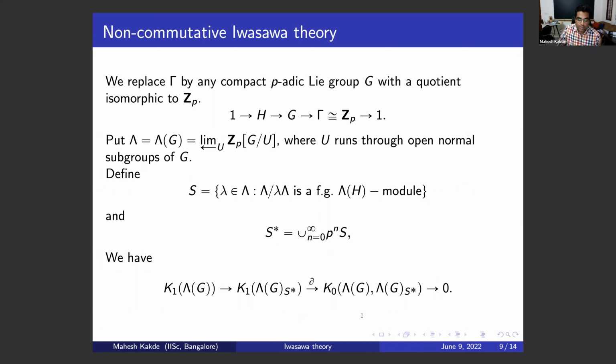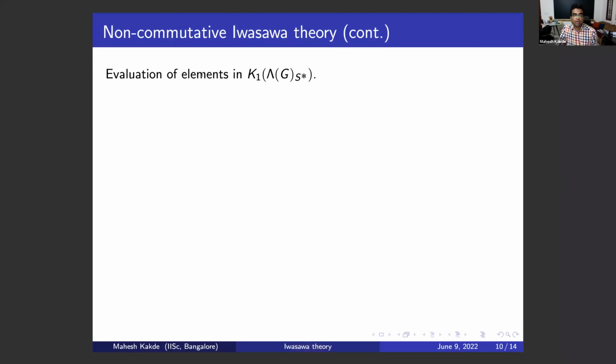Okay, so that's one part. That's attaching an arithmetic invariant to some arithmetic object, a Selmer group, let's say. But now we have this weird thing, K1 of Lambda(G)_S-star. How do you get numbers out of it? That's the other part. How do you get the analytic information out of it? So this is the evaluation of elements in K1 of Lambda(G)_S-star.